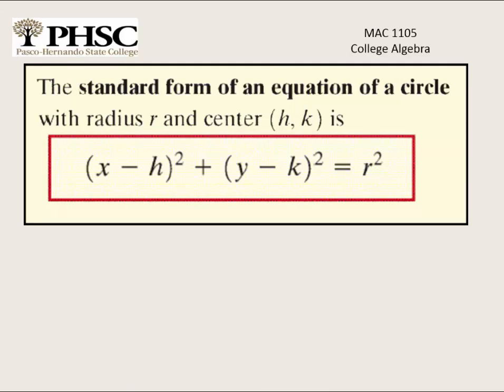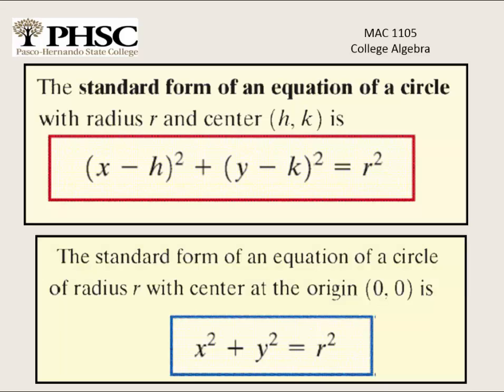So the standard form of the equation of a circle with the radius r and center hk is given by x minus h squared plus y minus k squared equals r squared. Now, if the circle has radius r and has a center at the origin, then the equation is just x squared plus y squared equals r squared. That becomes pretty obvious because if h and k are 0, x minus 0 is just x.